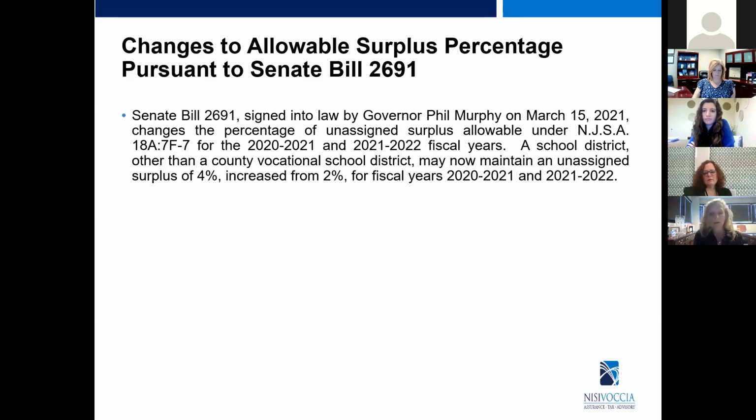Even with that, when we're calculating excess surplus, you are permitted to go above the 2% and 4% for extraordinary aid and non-public transportation aid. And the board is able to utilize that money for any purpose by board resolution. A lot of districts don't do that. Some districts do it immediately. Perhaps they have special ed tuition or special ed costs that they didn't foresee, and so they will do that.